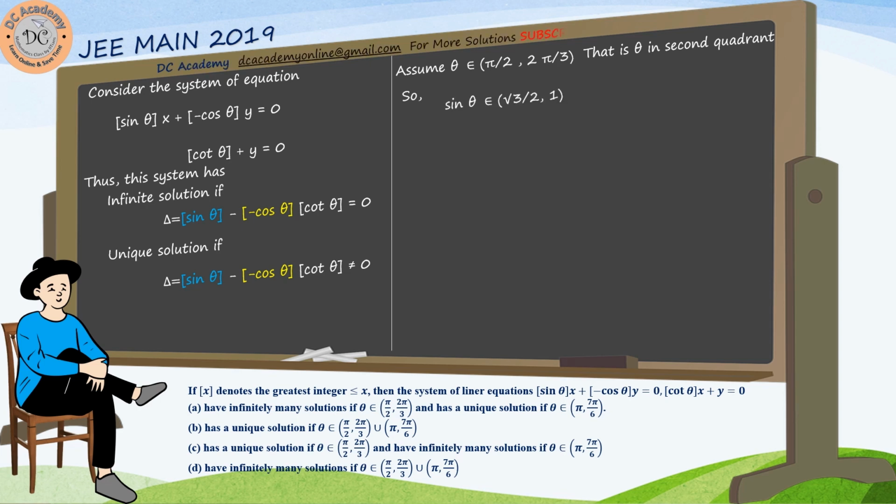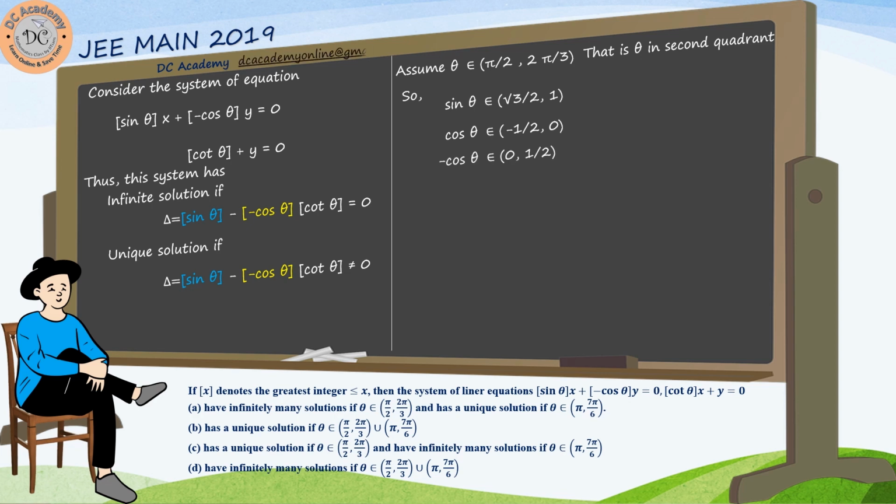Therefore sine theta belongs to root 3 by 2 to 1. I spoke it as minus root 3 by 2, but it should be positive because in the second quadrant sine is positive. Sorry for that. Now observe that we also need to calculate cos theta. Cos theta belongs to minus half to 0 in this particular interval. We are looking to find out minus of cos theta.